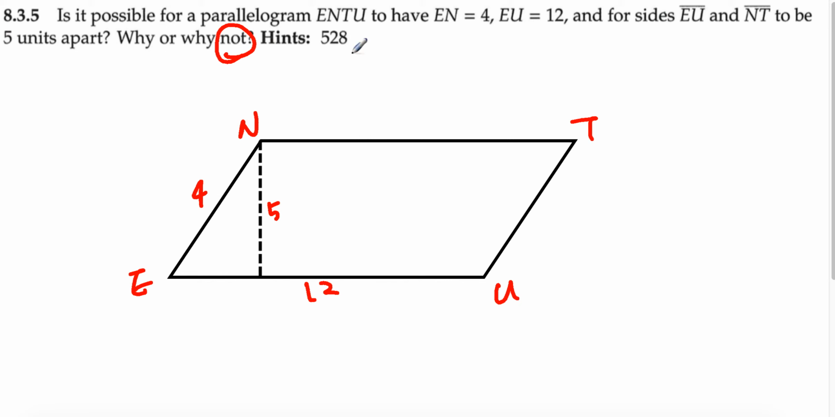Why not? Because if you focus on the triangle that you see over here, we realize that this is a right triangle where the hypotenuse should be the longest side, but in fact we realize that the leg is longer than the hypotenuse, which is not possible. So therefore, this is not possible. The answer is no.